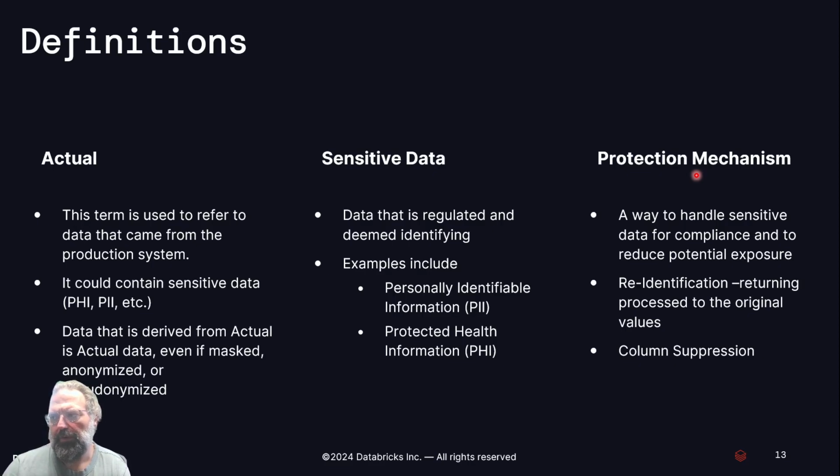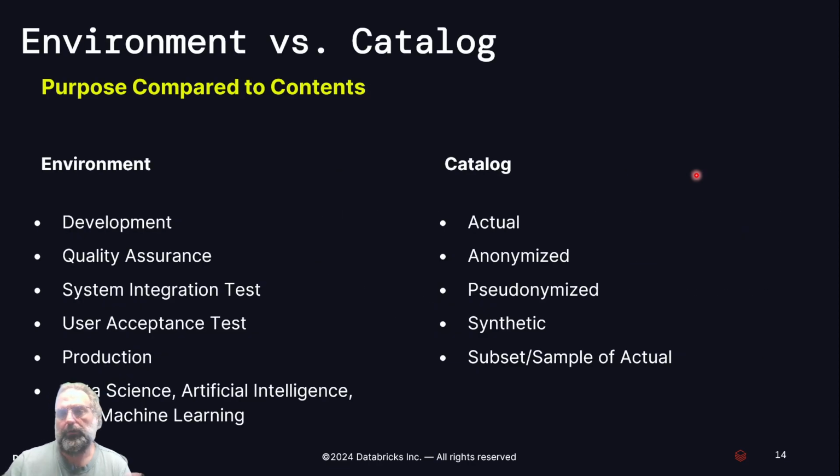There's also re-identification. Sometimes your data is protected in such a way that you can decode it, if you will, and get back to the original value. So if you've encrypted it, you can re-identify it by decrypting, provided you have the key. And then column suppression is another solution as well, where you just simply don't include the column in the output, or it's nulled out, or some other way of dealing with it.